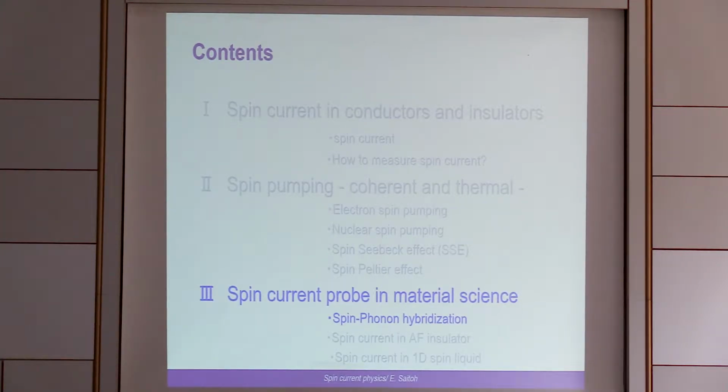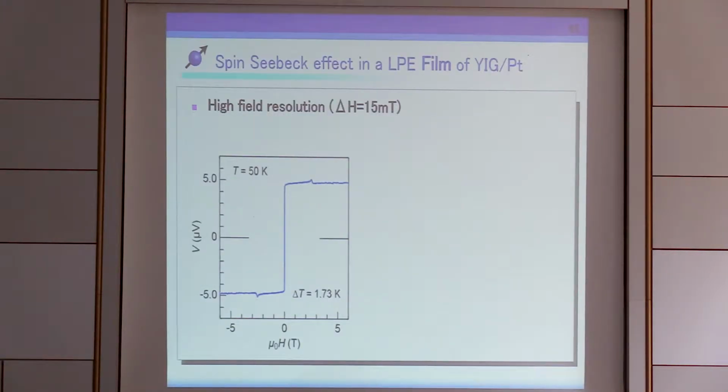Okay, first take a look at this data. This is a spin Seebeck effect in YIG, magnetic field and voltage here. You can see small peaks here and here. I thought these were just noise, but we found this data is very reproducible.